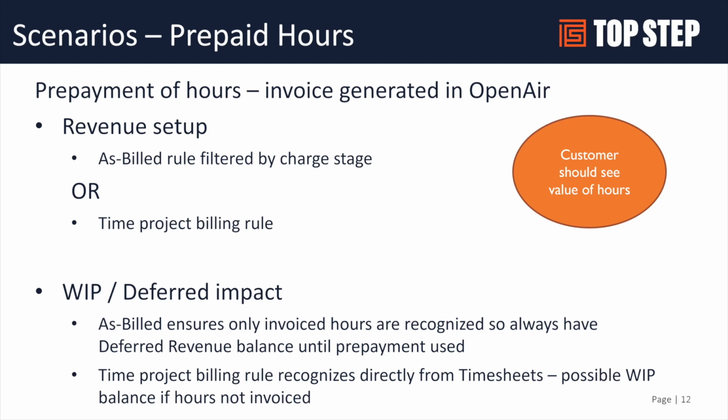So in this scenario, the revenue is actually pretty simple. You would use either a simple as billed rule filtered by the charge stage you want to use as revenue, or you could do a time billing rule filtered on the time billing rule that you would use for this scenario. So either of those would work for that.